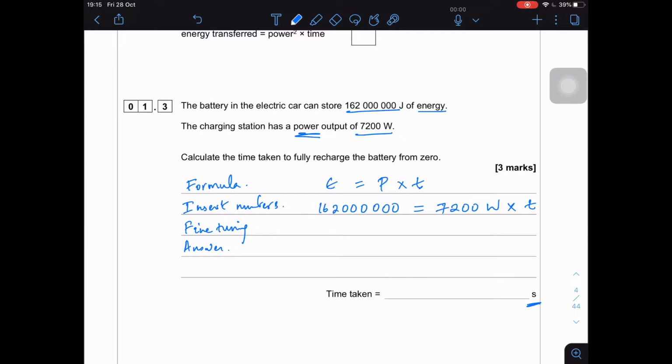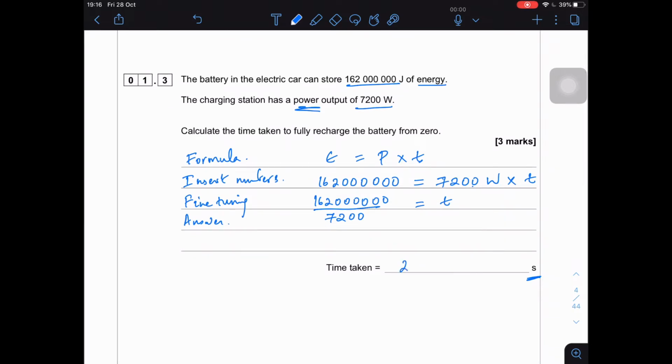So we need to fine tune this, because the equation is not straightforward. We need to rearrange it. So time equals 162,000,000. We need to bring this 7,200 down, and now you divide it. You put this in the calculator. You get the final answer, which should be 22,500 seconds. So that will be the final answer.